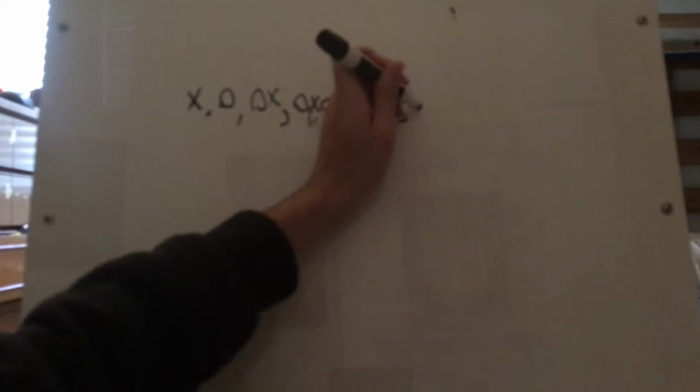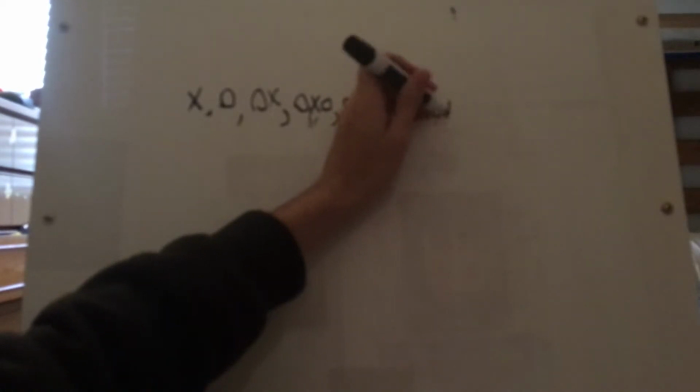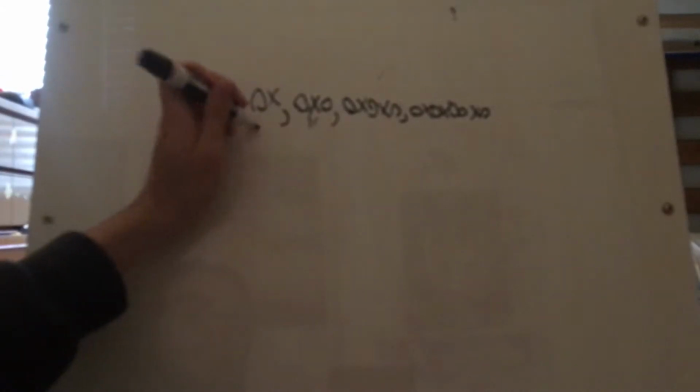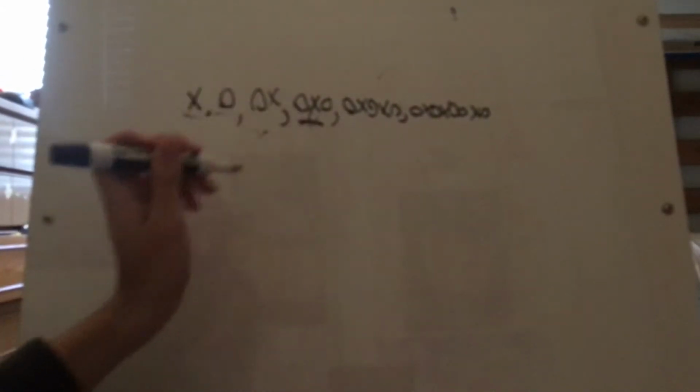Next one is OX, OXO, OXO. And it continues like this, and we want to know how many of the first 1,000 are palindromes. So looking right off the bat, first one's a palindrome, second one's a palindrome, third is not. Fourth is a palindrome, fifth is a palindrome, sixth is not. So you might be noticing a pattern.